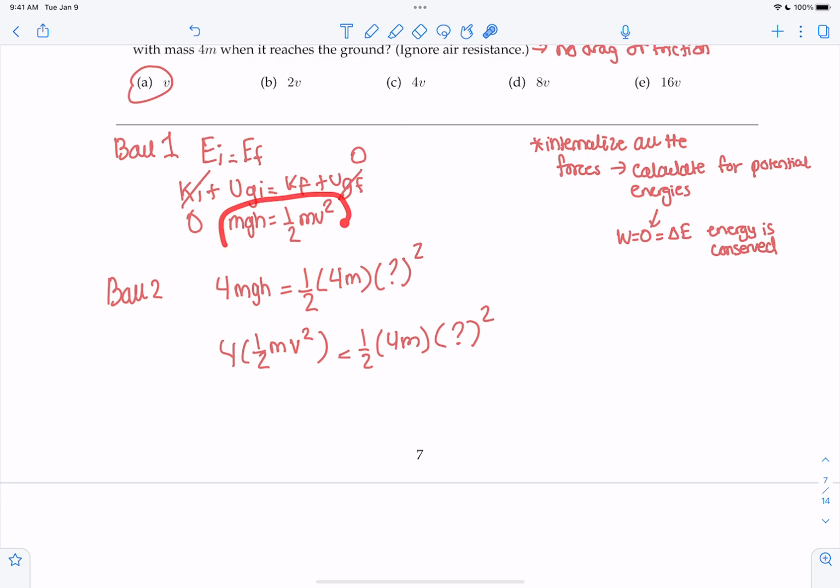So you can just use this portion right here, substitute it into mgh. So you get 4 times half mv squared. 4 cancels out with 4, m cancels out with m, half cancels out with half. You're left with v squared equals whatever speed here is squared. And so v is equal to v. V squared is equal to v squared.